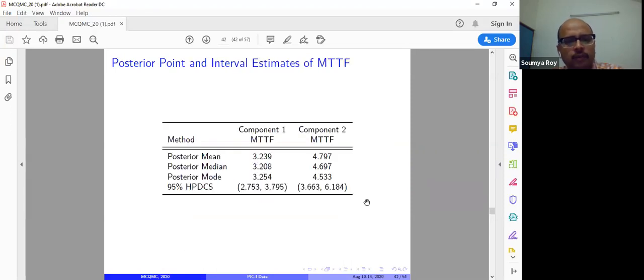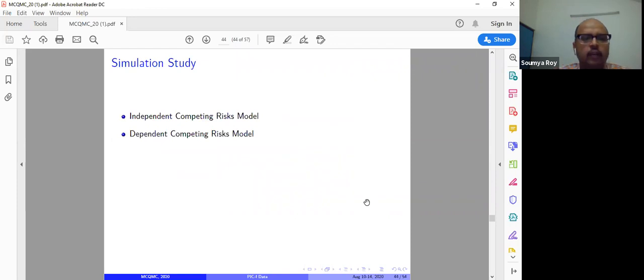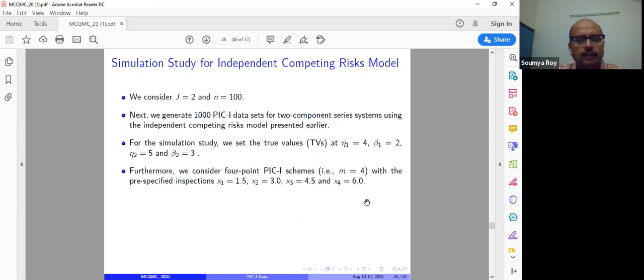This is further confirmed by this table, which clearly shows that the average failure time for the second component is higher than the average failure time of component 1. Now, we have carried out a simulation study for both the independent competing risk model as well as for the dependent competing risk model. Let me just quickly go through this independent competing risk model simulation.